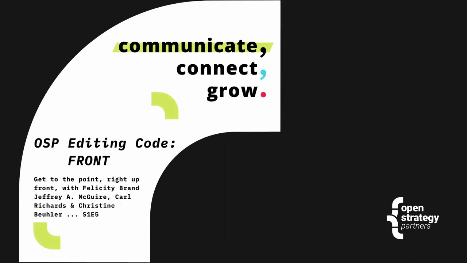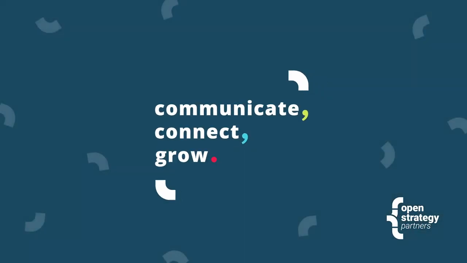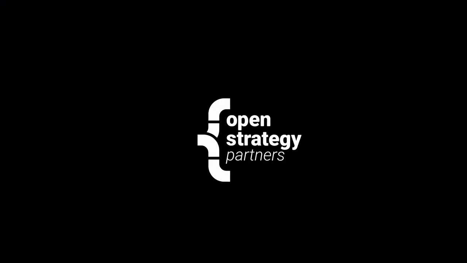editing code FRONT. The front editing code falls into the scope and narrative structure phase of the editing process. It's about having a clear opening. In our documentation about this code, it says, clearly identify your main point or idea up front in the opening section.